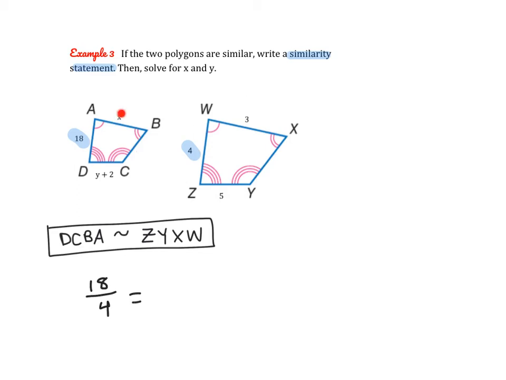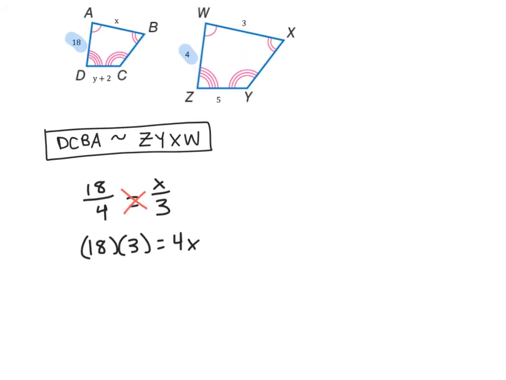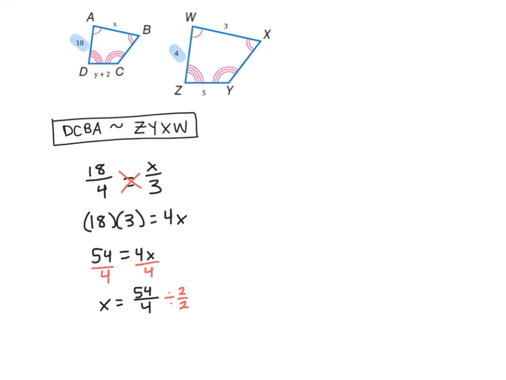Now I can set up another ratio. We can say X over 3. And then we can solve this by cross multiplying. So we say 18 times 3 equals 4 times X. And then we will say 54 equals 4X. And then we can divide both sides by 4. And here we get this, which we do need to simplify. So here we can say X equals 27 over 2. So there's our X value.